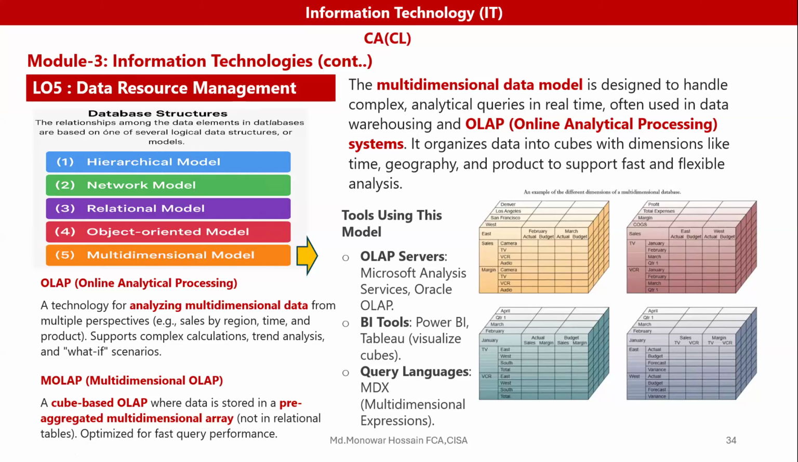It organizes data into a cube with dimensions like time, geography, and product to support fast and flexible analysis. And if you see here the tools using this model: OLAP server, BI tools, and query languages are used within the multi-dimensional model of the database structure. So finally, we can say the basic understanding is that data structures or models are of 5 types: hierarchical model, network model, relational model, object-oriented model, multidimensional model, etc.